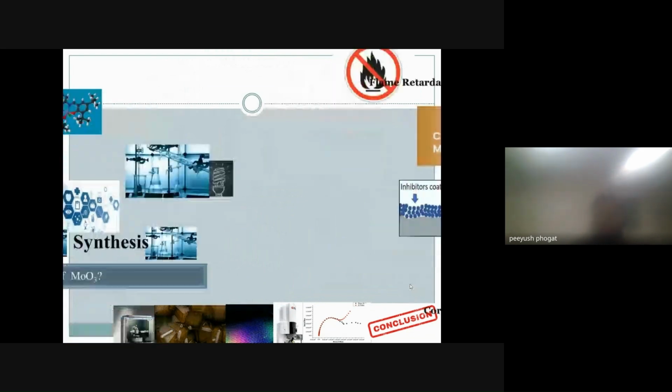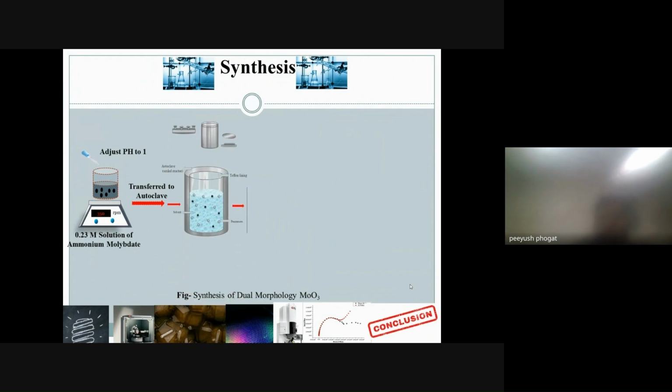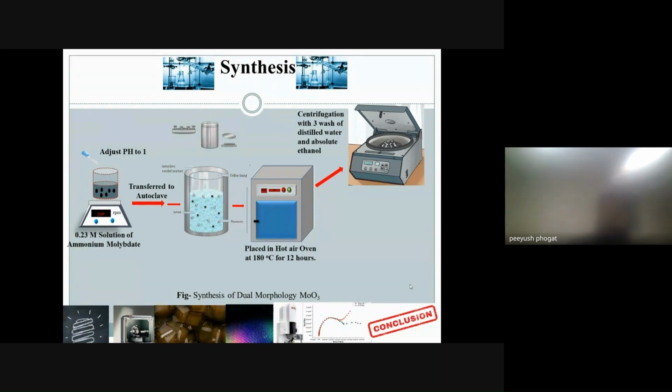So moving on to the synthesis part of the presentation. To synthesize dual morphology of MoO3, we have taken 0.23 molar solution of ammonium molybdate and stirred it for some time. After that, we adjusted the pH to 1 and then transferred the solution to a stainless steel autoclave. And then the autoclave was placed in a hot air oven at a temperature of 180 degrees Celsius for 12 hours. After the cooling of the autoclave, it was centrifuged and washed 3 times with distilled water and 3 times with absolute ethanol, and then it was dried, and this is the fine powder of MoO3.